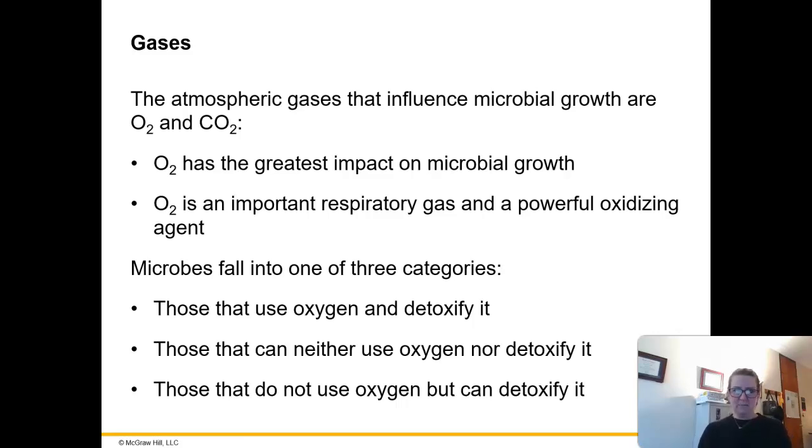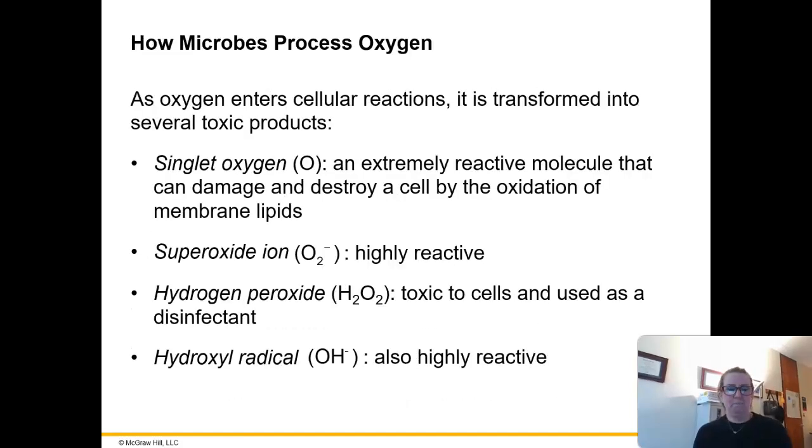But the thing is, we've got to figure out what we're going to do if we can't detoxify it. So I told you earlier, the microbes fall into three groups: those that use the oxygen and detoxify, those that neither use it nor detoxify, and the last group, which do not use oxygen but can detoxify it. So this is going to become important, because we will see that they likely will have a variety of enzymes and cellular reactions to handle those byproducts.